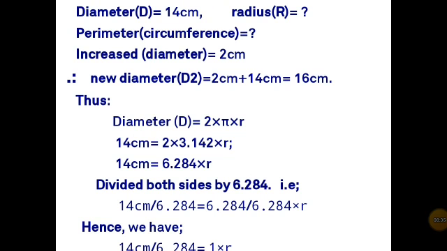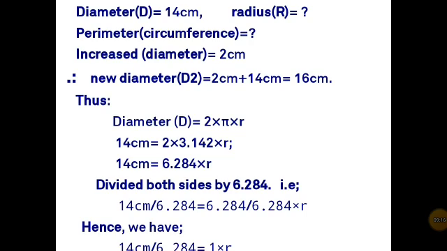Now the solution is here. The parameters we were given were diameter 14 cm, and we were asked to find the radius. We were not given the perimeter, we were asked to find the perimeter, which is the circumference of the cycle. Then we were given an increased diameter, which is 2 cm. Therefore our new diameter will now be what? 14 cm plus 2 cm. Note that when the diameter was increased, it was increased from 14 cm by 2. So you add 14 plus 2, then you have 16 cm.